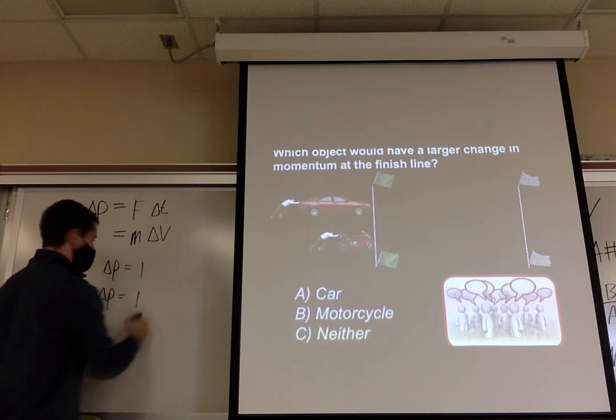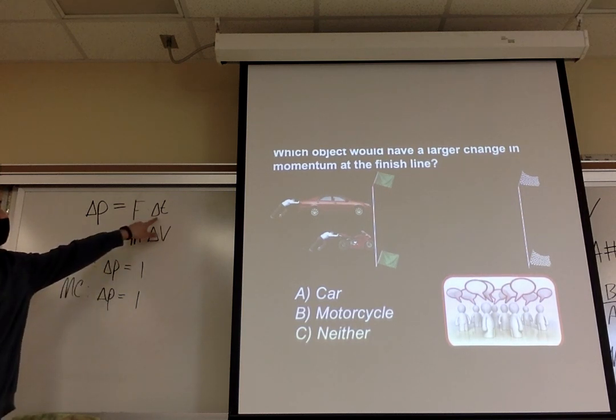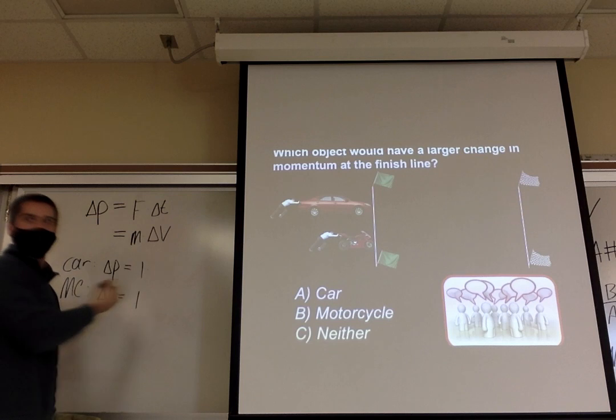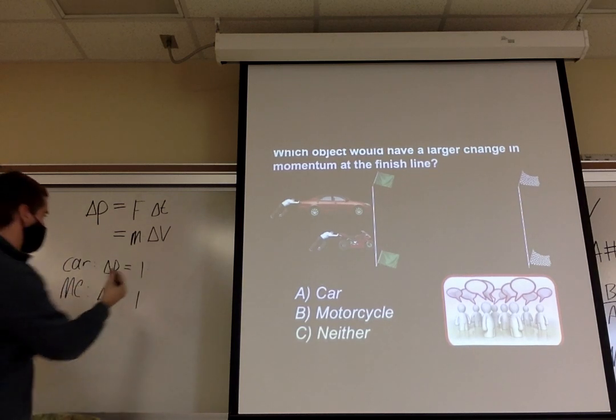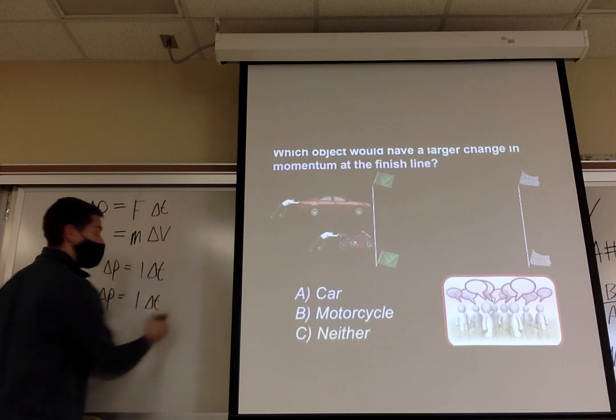Delta T. We can't really evaluate that. Or can we? Well, we know that the motorcycle will take less time. True. But we don't know how much. Right. But could we answer the question if we just put any number in there? Because it's specifically the change in momentum at the finish line.